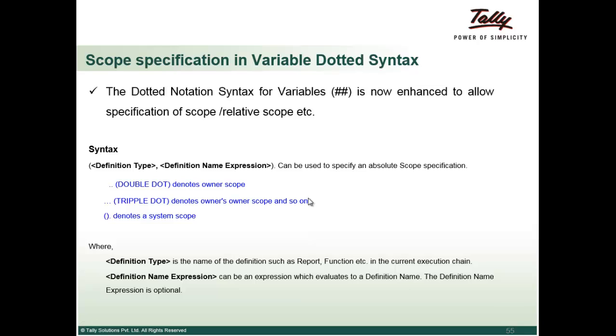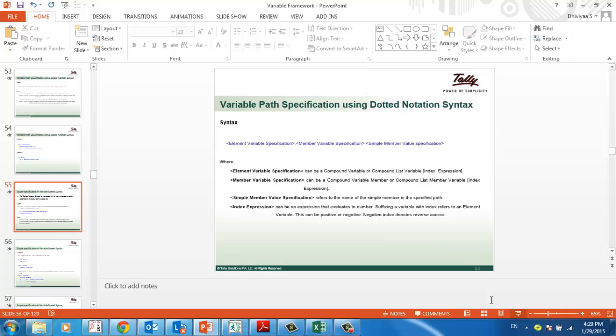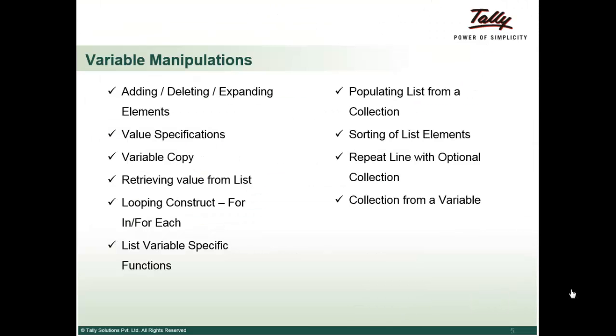So this ends part 1, and now we will go to part 2. In part 2 we will be covering the variable manipulations and retrieval methodologies, where we will see how we can add, delete, and expand the list variables, how we can access values from the list variables, how we can iterate over the list variables, how we can form a collection out of the list variables, and how we can sort the list variables. We'll also be seeing the manipulation of the variables using set, print set, and everything. And we'll also be going through the list variable specific functions, as well as how you can populate a list from a collection.